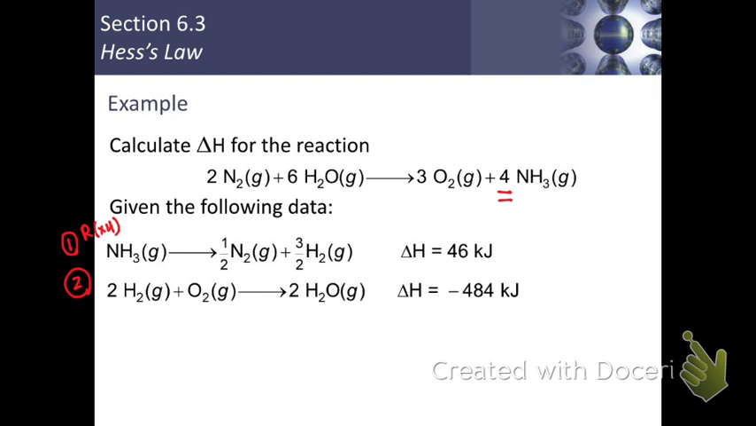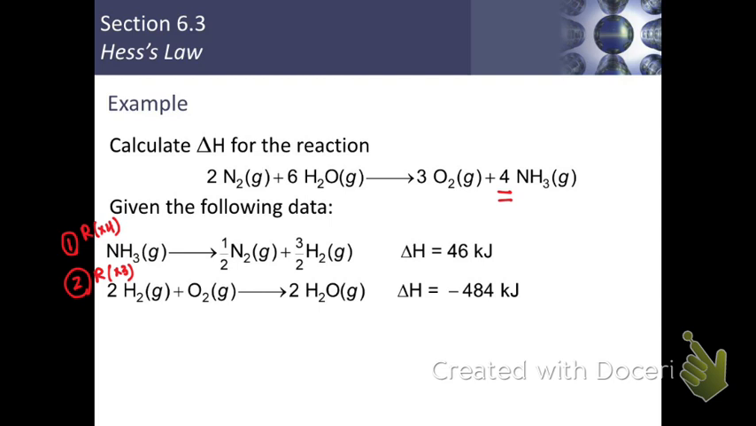I need, let's see here. I need O2 to be on which side? The product side. And I need H2O to be on the reactant side. So I'm going to have to reverse this one. And am I going to have to multiply it by anything? Can you look ahead yet? I think I need to multiply by 3 because I need 3 O2s and I need 6 H2O. So I'm going to go ahead and multiply that by 3.